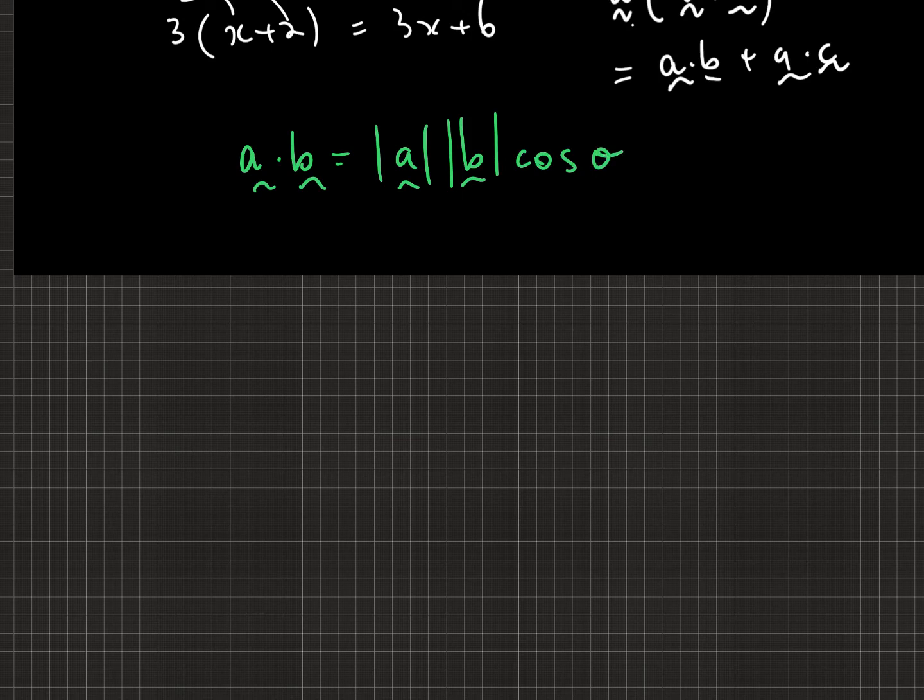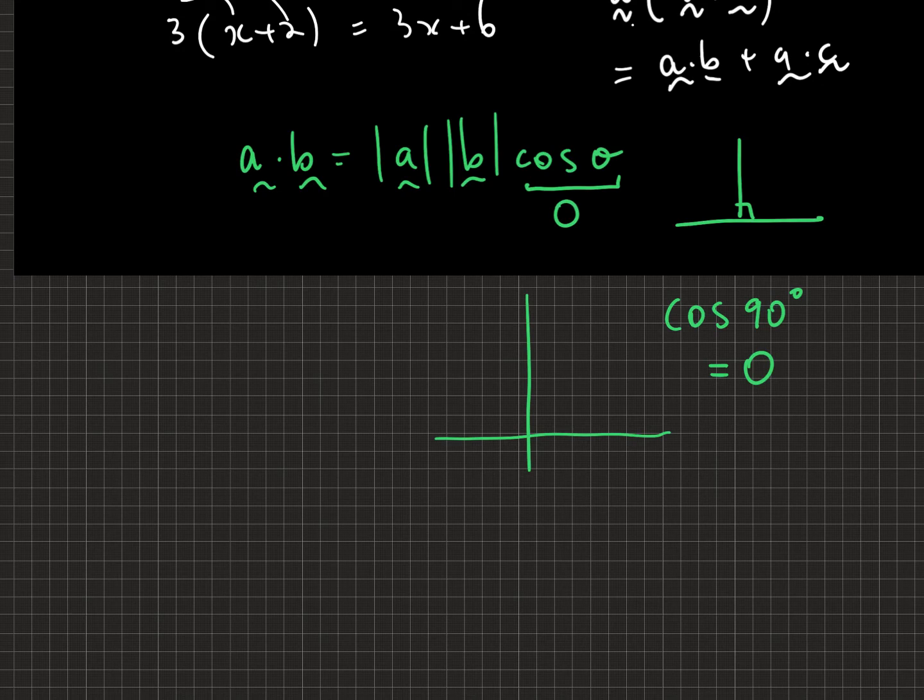Now, if these vectors are perpendicular, that means that they're at a right angle to each other. Here's our plane here. What is the cosine of 90 degrees? It is equal to 0. So if this part here is equal to 0, then the whole thing is equal to 0.